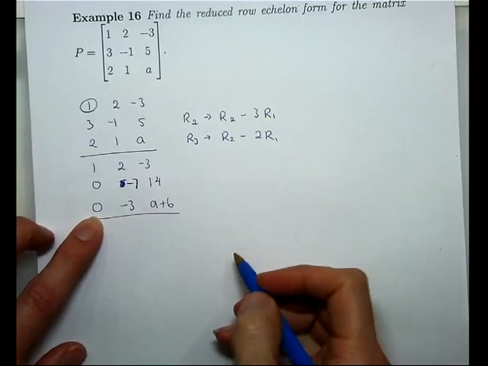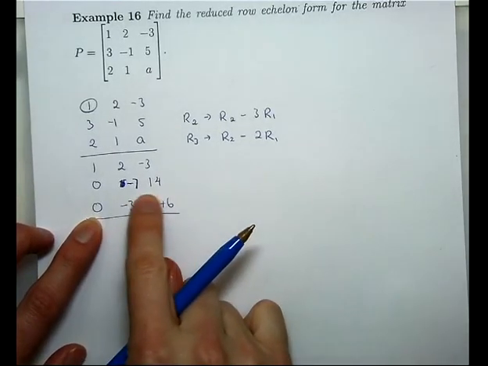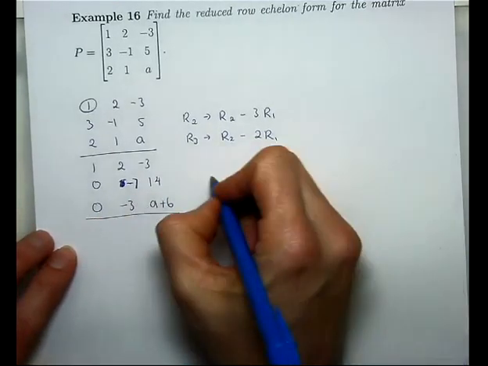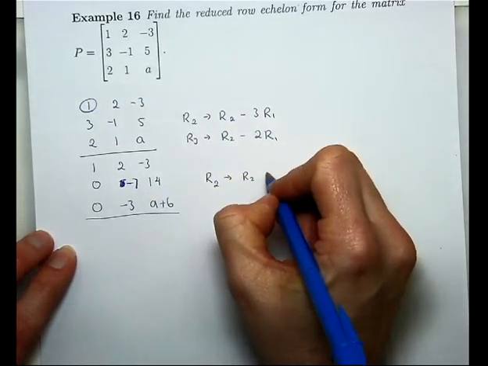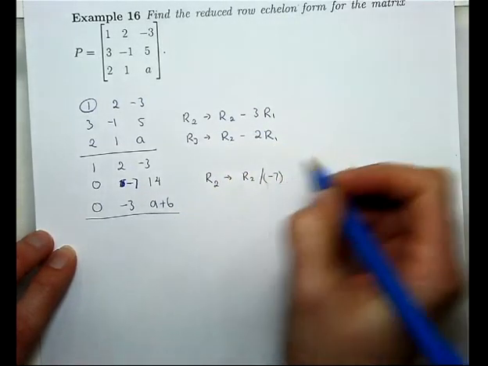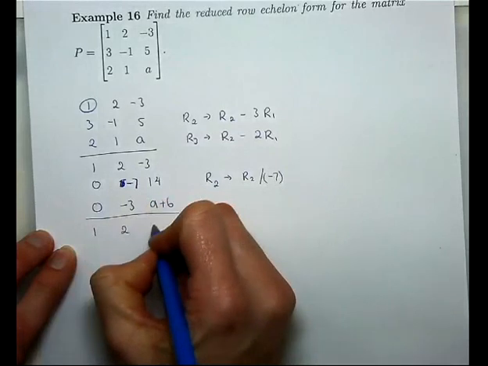Okay, let's make our lives a little bit easier. This one's got a common factor of 7. So let's get rid of that. Row 2 goes to row 2 divided by minus 7.